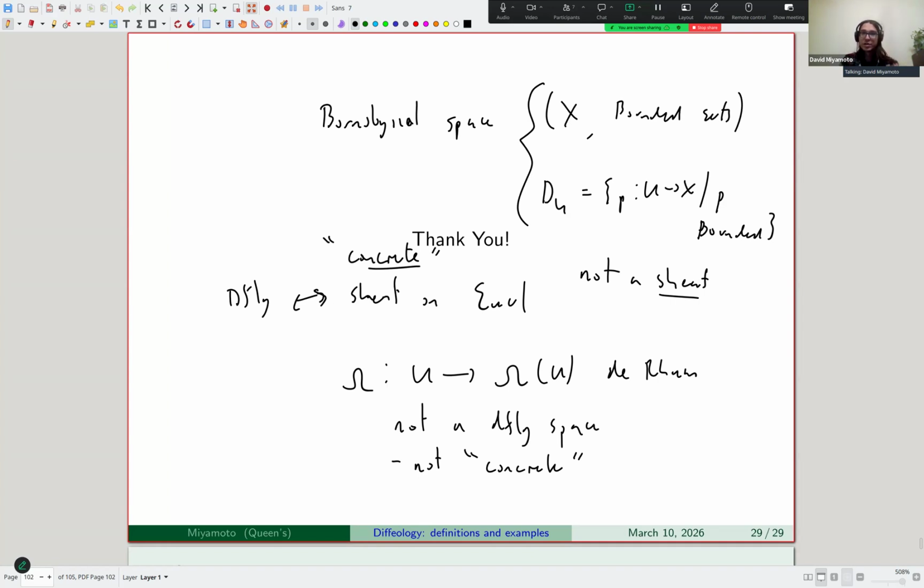But I didn't want to get too much into the notion of what a concrete sheaf is, because one of the advantages of diffeology is that I could define it without sheaves and still have a sensible thing to talk about.